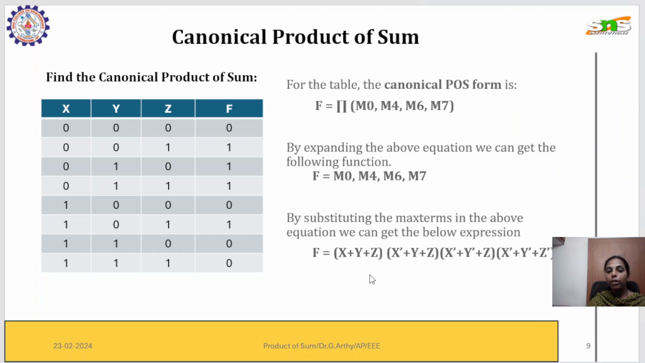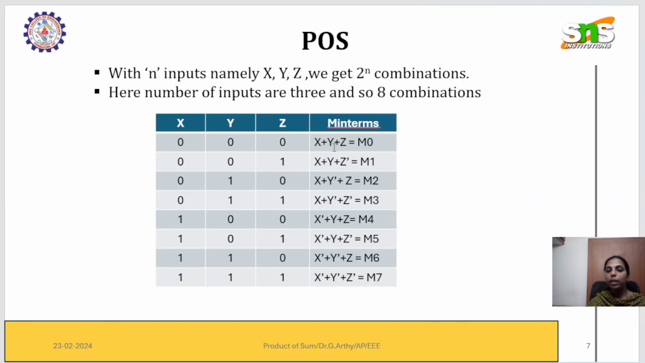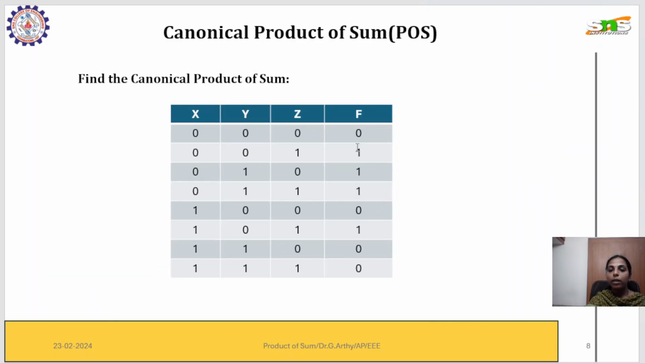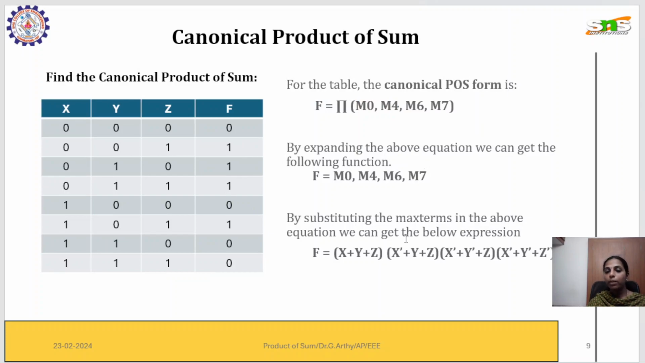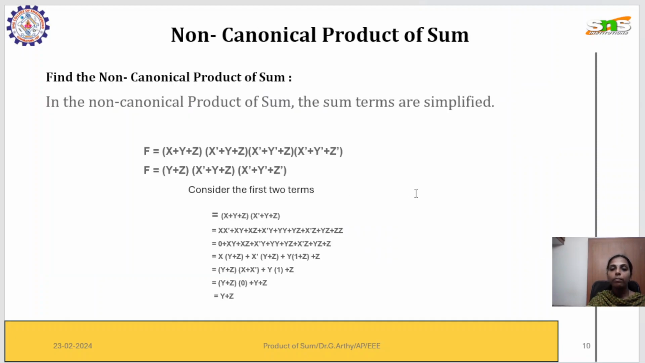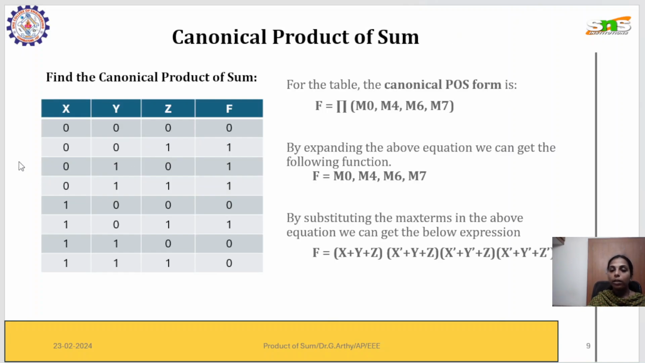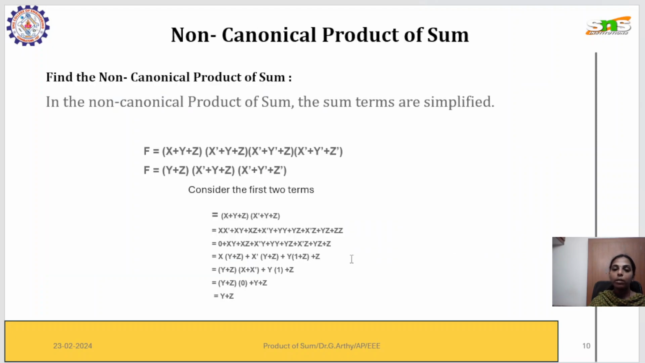Now if you see here, if it is M0, then the max term is x plus y plus z. So we write x plus y plus z, and similarly for all four terms, M0, M4, M6 and M7. This is the expression before finding the non-canonical form. This is a canonical form because all the max terms contain all the variables.